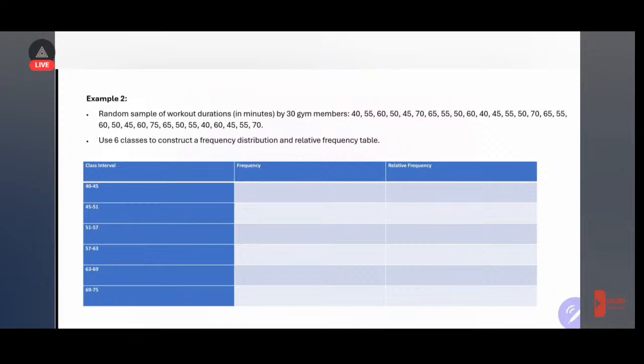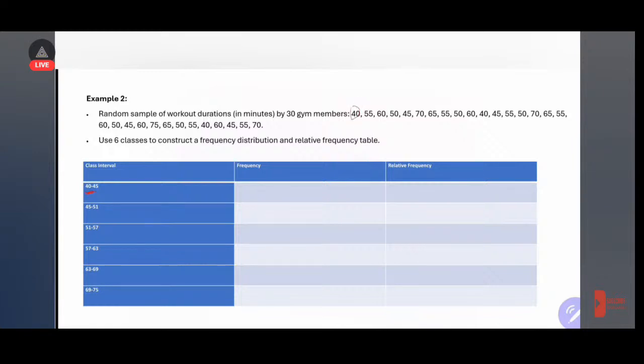Now, we have this example. Here, we have a random sample of workout durations in minutes by gym members. So we have 40, 45. These are the values. Now, we want to use 6 classes to construct the frequency distribution. And the classes have been given to us here. Now, how do we get the frequencies? To get the frequency for the first class, 40 to 45, you need the frequency for all the values that fall within the range. Let's go. From 40 to 45.